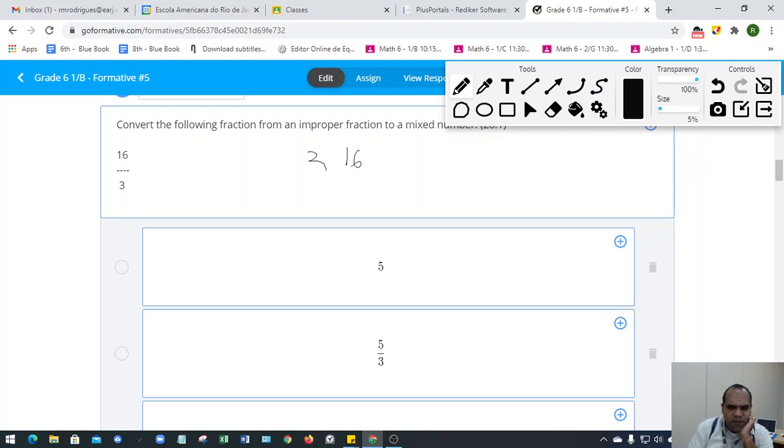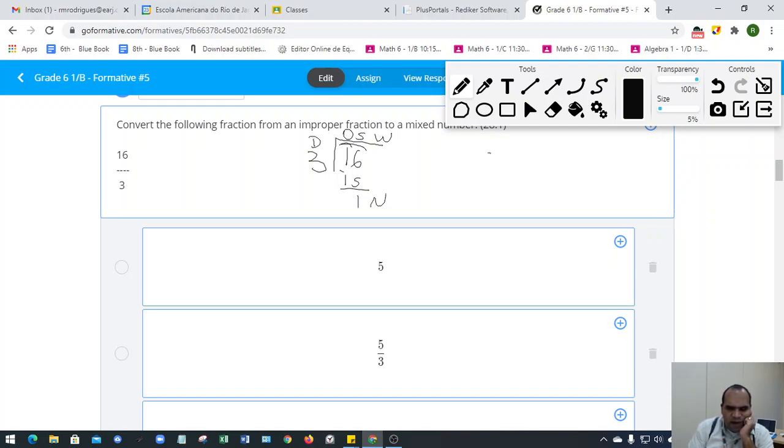16 and 3 over here. Great. We divide right now. And here, how many times does 3 go into 1? 0. How many times does 3 go into 16? It is 5 times. 5 times 3 is 15 over here. 16 minus 15 is just 1. Here's my whole number. Here's my numerator. And here's my denominator.